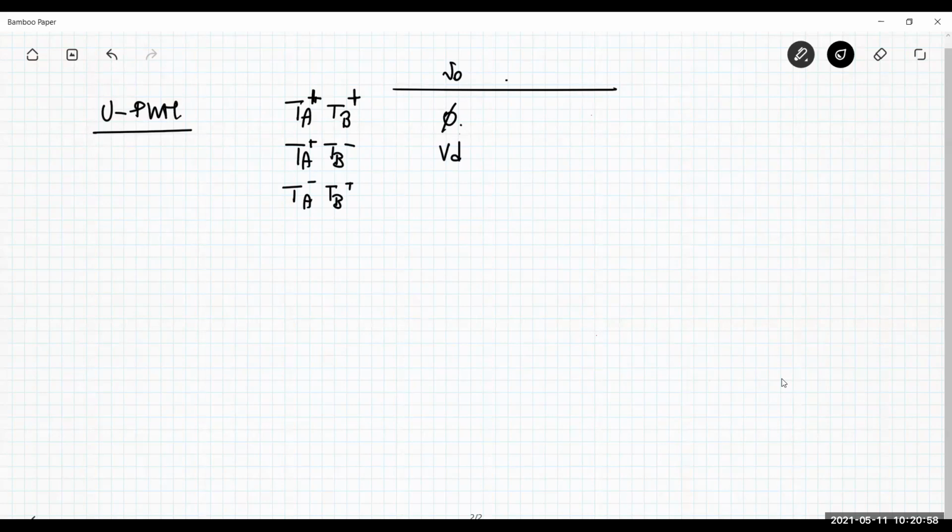on, giving you negative VD, and then you have another stage in which you have 0, which is TA minus TB minus, giving you 0. Basically you have these 4 switching conditions for the unipolar pulse width modulator, giving you 3 levels: 0, negative VD, and plus VD for the output voltage. Let me just consider what happens to the input side.